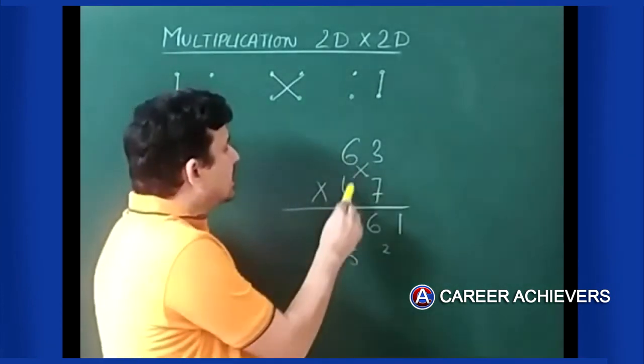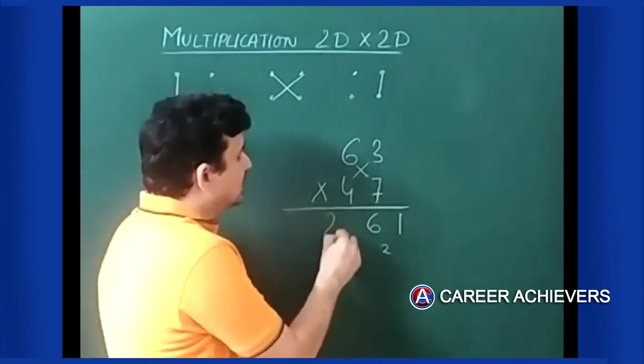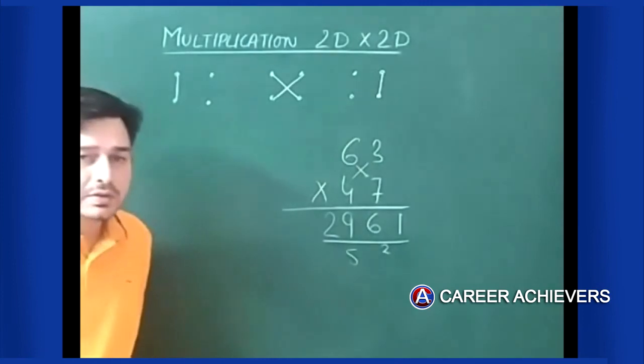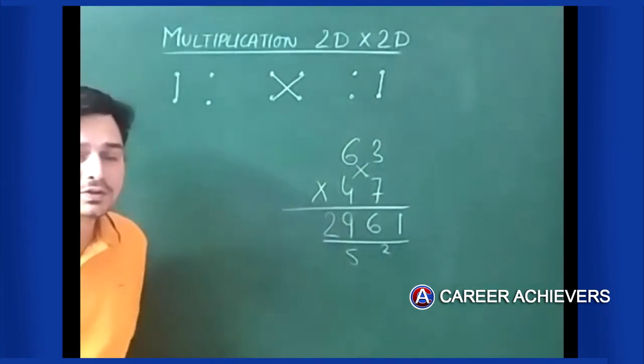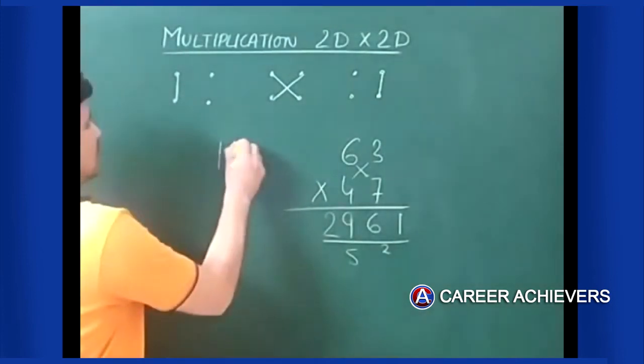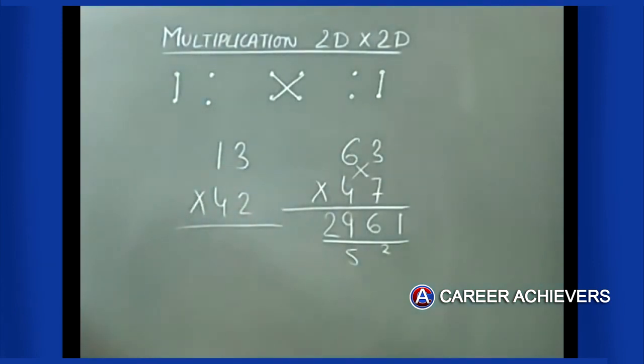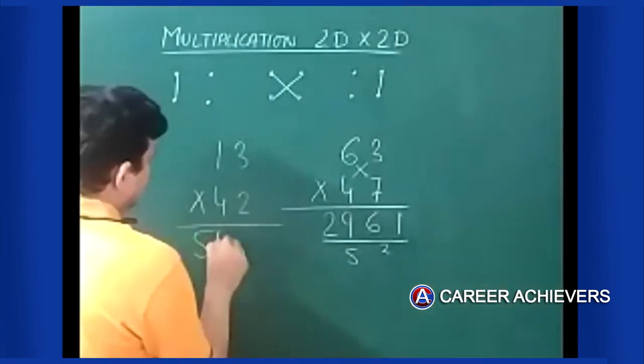The last step, 6 times 4 is 24. Plus 5 is 29. Clear? Yes. Okay. One question for you. 13 times 42. Is the answer 546? Yes, the answer is 546.